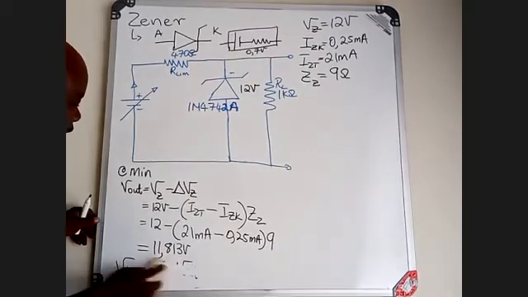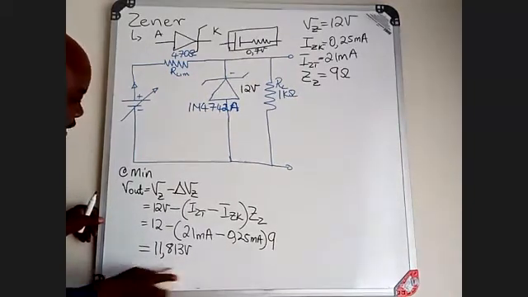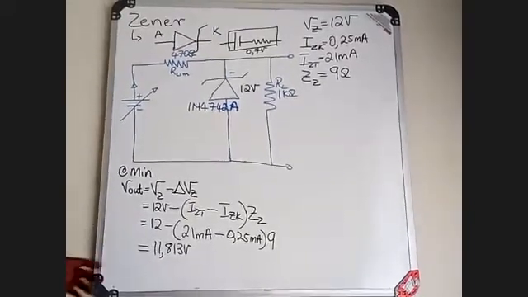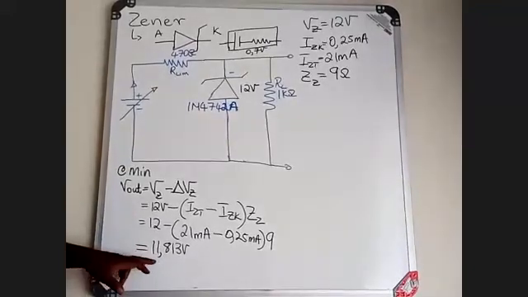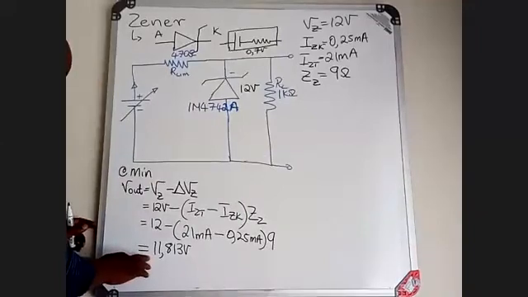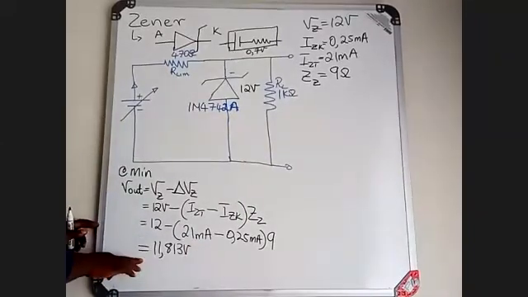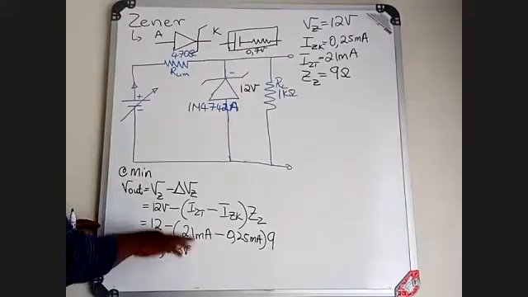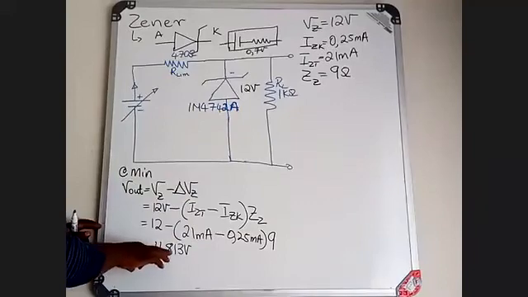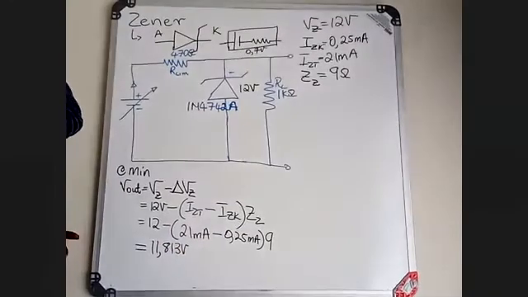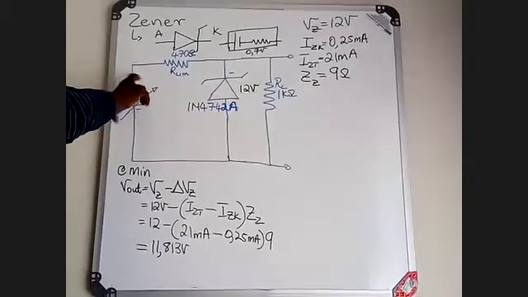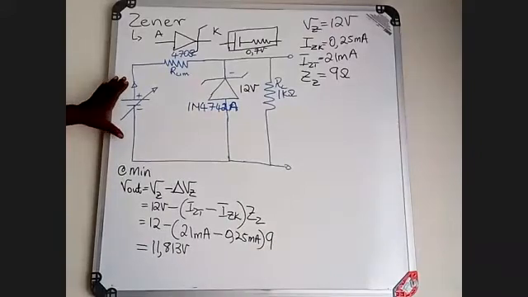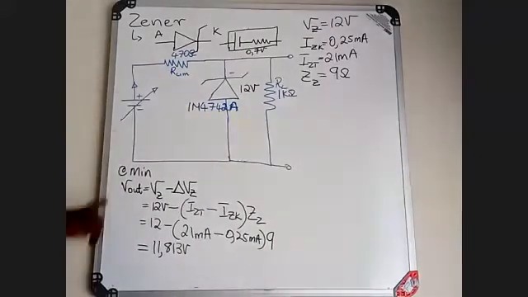Okay. Now that is your 11,813, which means your Zener diode, with this voltage, will start regulating at a minimum of 11,813. Now, depending on your minimum input voltage, for us to find the minimum voltage so that your Zener diode will start regulating at 11,813.